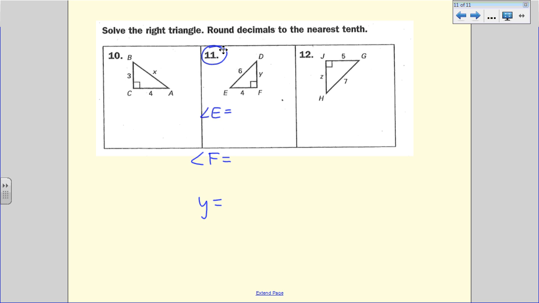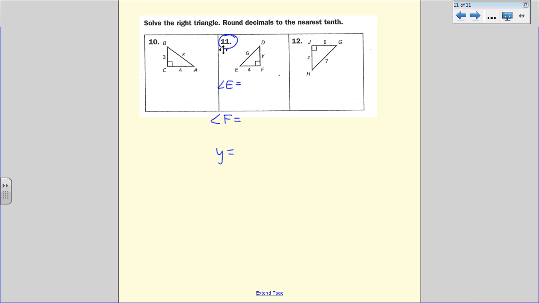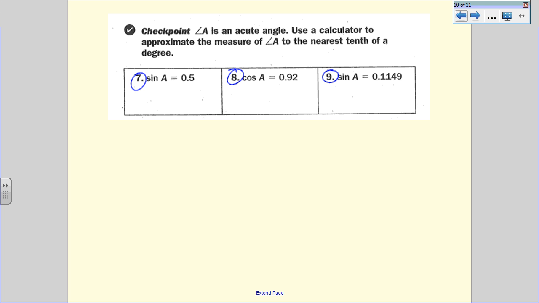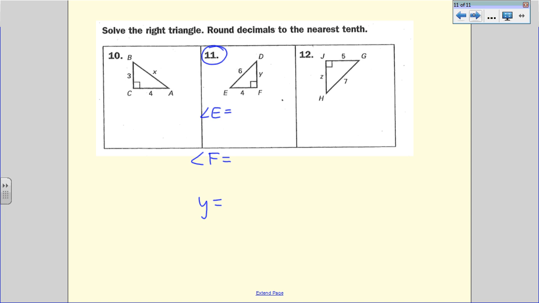And then you're doing number 11. I want you guys to find angle G, or angle E, angle D. 7, 8, 9. Calculator problems. That's too long. Yeah, the calculator ones should be done.